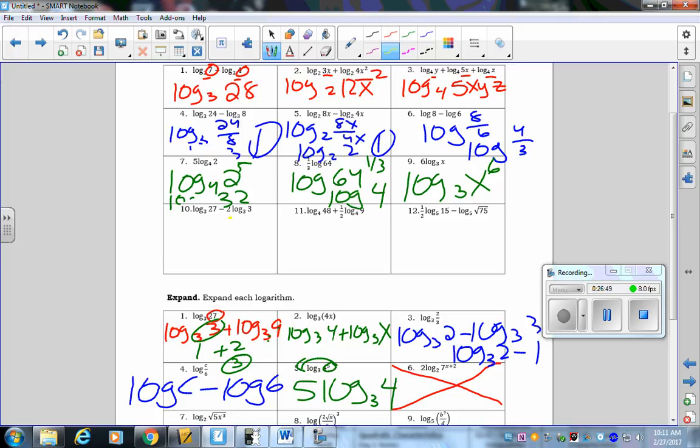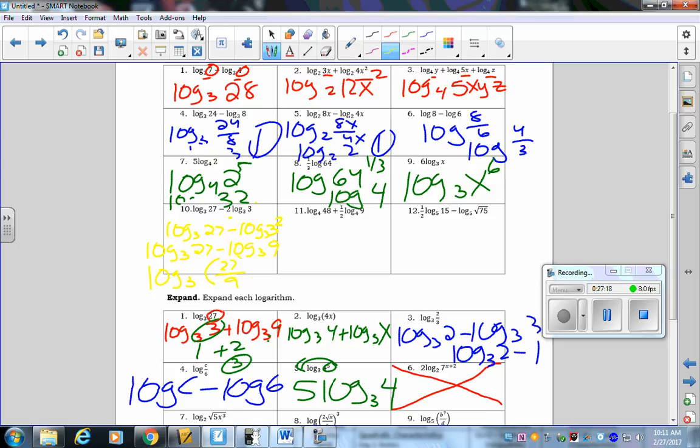So I'm going to rewrite this 2 as a squared. So I've got log base 3 of 27 minus log base 3 of 9 squared. There's a couple different ways you could do this. That's log base 3 of 27 minus log base 3 of 9, right? Because 3 squared is 9. So now I've got the quotient property because it's a minus sign. So this is log base 3 of 27 over 9.